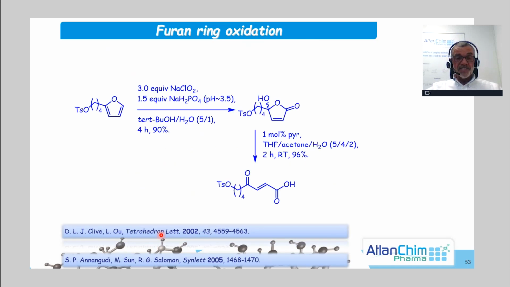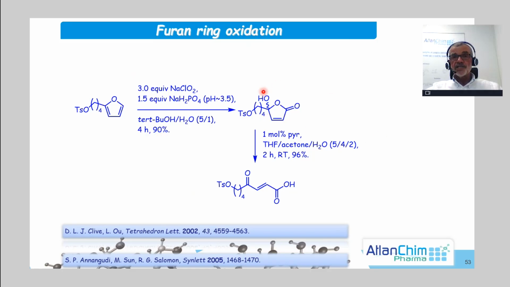In 2005, Salomon described an efficient oxidation of electron-rich furan intermediates with sodium chlorite in a mixture of tert-butanol and water with a pH 3.5 phosphate buffer at room temperature. And in this example, the gamma-hydroxybutenolide intermediate here was isolated in excellent yield.